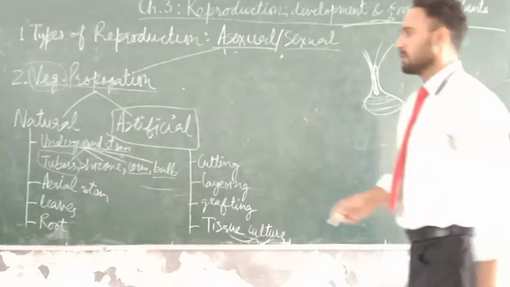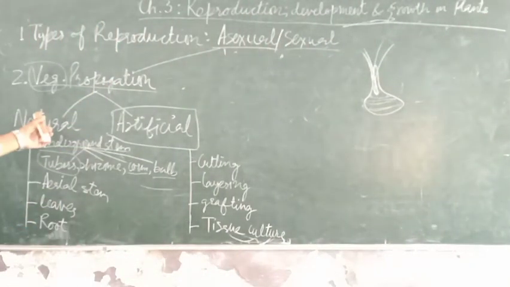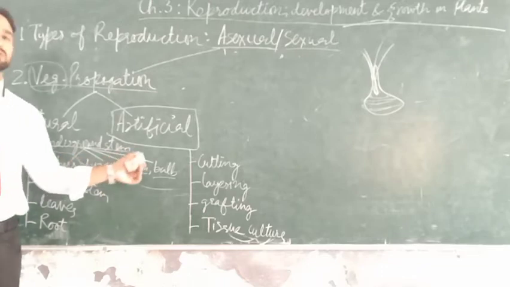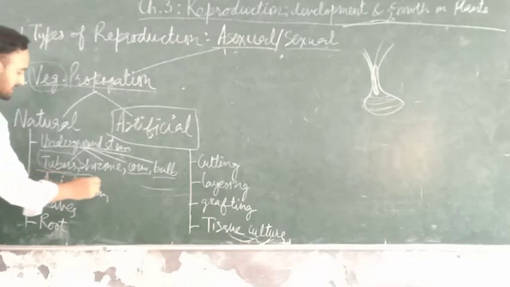So we are discussing vegetative propagation here, of two kinds: natural and artificial propagation. Natural propagation has four kinds: underground stem, aerial stem, leaves, and roots. We were discussing the underground stem, where we talked about tubers, rhizome, corm, and bulb. And the next one is the aerial stem.